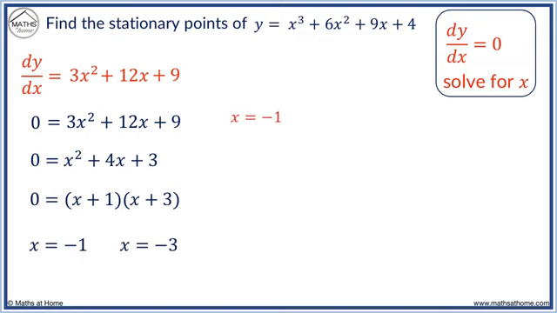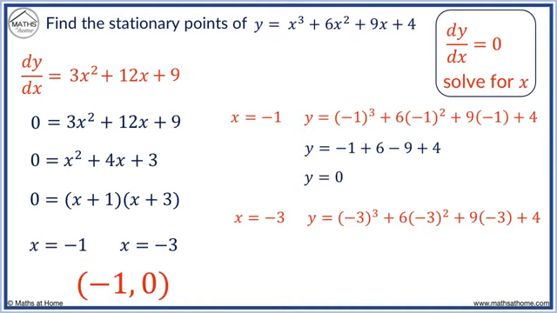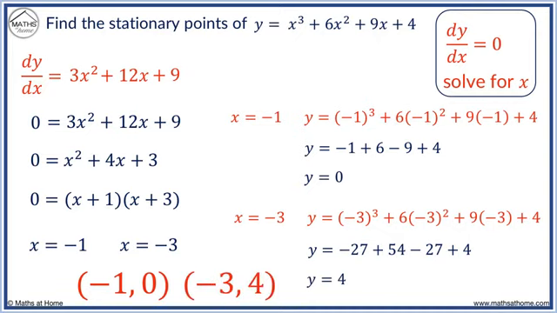To find the y-coordinate when x equals minus 1, we sub it into the original function. This can be evaluated to get y equals 0. There is a stationary point at x equals minus 1, y equals 0. When x equals minus 3, we find the y-coordinate by evaluating the function when x equals minus 3. We evaluate this to get y equals 4. We have a second stationary point at x equals minus 3, y equals 4.